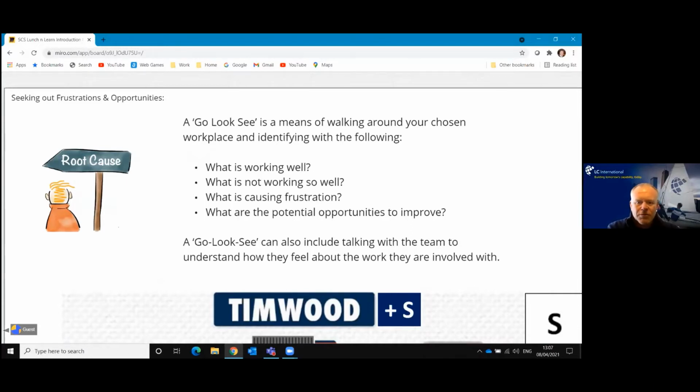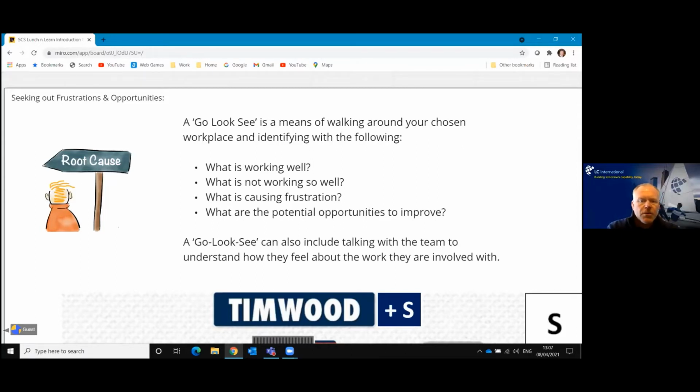Go out to your workplaces, whether it be on site or whether it be on some of the supporting functions. You may be a project manager or construction manager. So your go, look, see will be physically on the construction or building site, seeing how your people are working, asking them what's working well, what's not working well, and what's causing them frustration and taking them away from what they believe is what they should be doing. Once we understand those frustrations, we can then start to think about those enablers to take action.